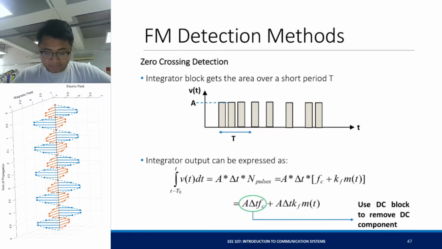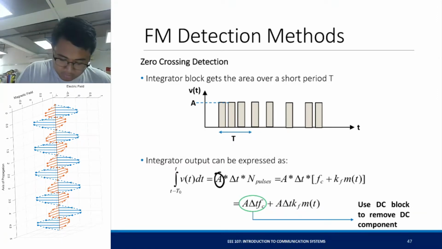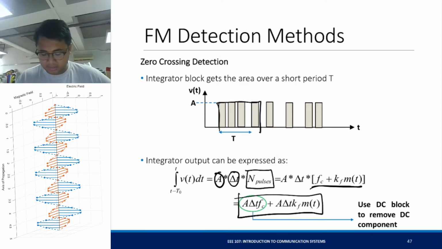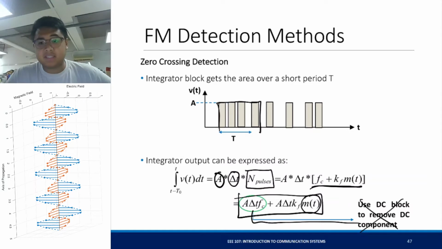Right? If we integrate that, since integration is just getting the area under the curve, the integrator output can be expressed as the amplitude of the pulses times the width of the pulses times the number of pulses. So that's the area over one period. And the number of pulses is dependent on the instantaneous frequency of your FM wave. Now you integrate that with respect to time, you get this equation right here. Your m(t) is there, but you have a DC component that can be removed using a DC block.